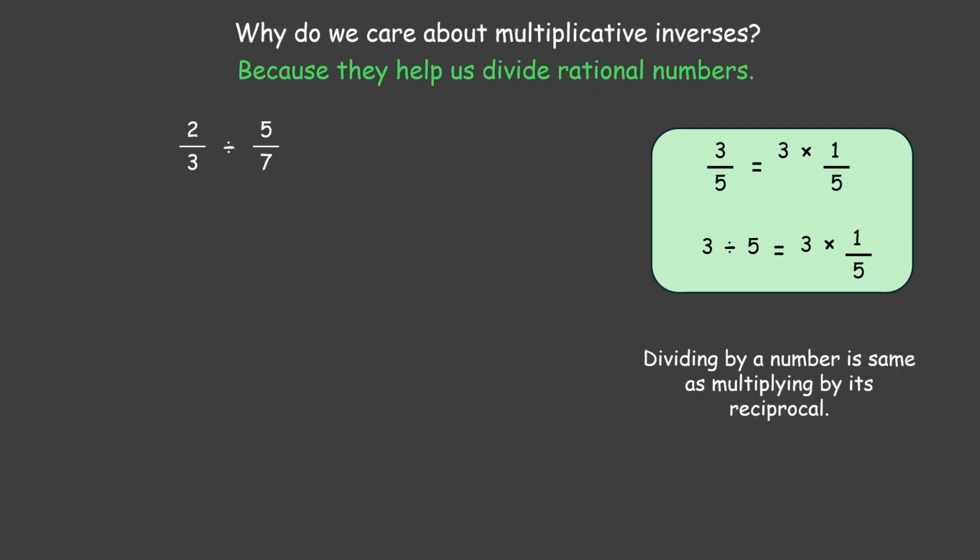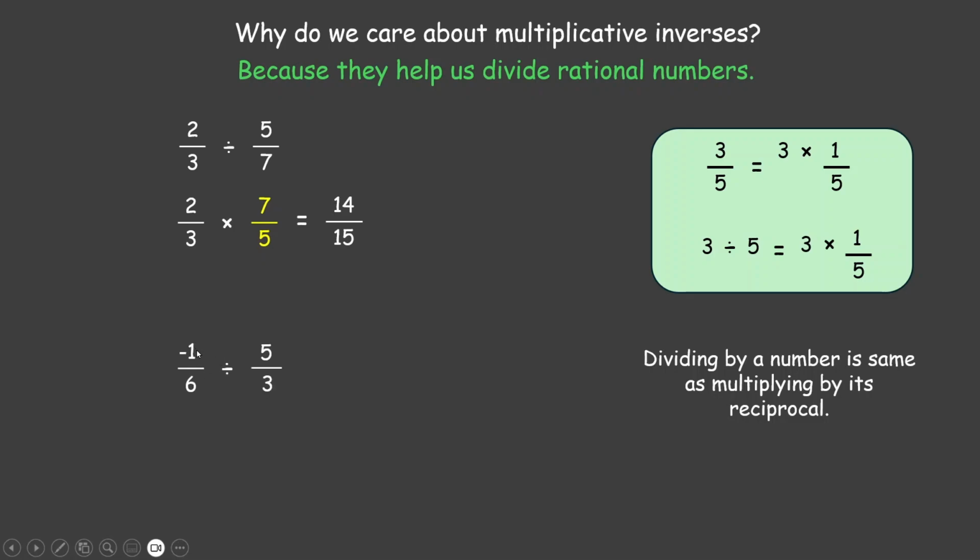So we can say that dividing by a number is same as multiplying by its reciprocal or multiplying by its multiplicative inverse. So that will apply over here as well. Now this is 2 by 3 into 7 by 5, which is the multiplicative inverse of 5 by 7. 2 into 7 is 14, 3 into 5 is 15. So the answer is 14 by 15.